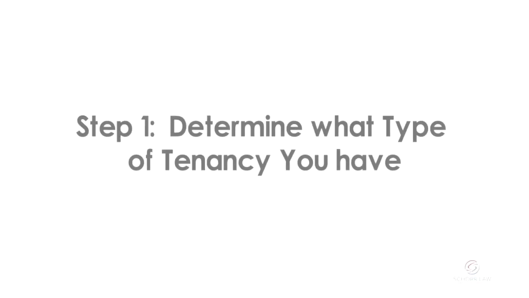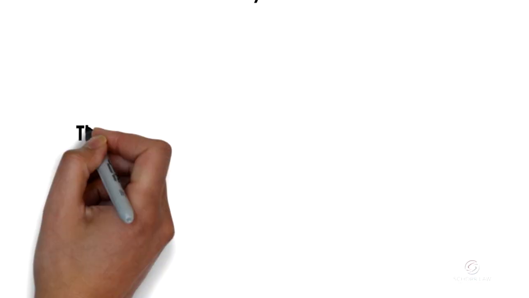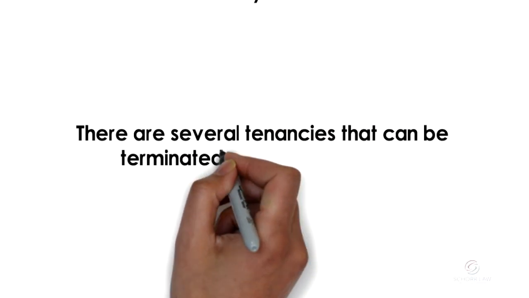In this segment, we'll be discussing whether a landlord can use a 30 or 60-day notice to terminate a tenancy involving residential property. Step 1. Determine what type of tenancy you have. There are several tenancies that can be terminated with a 30 or 60-day notice.